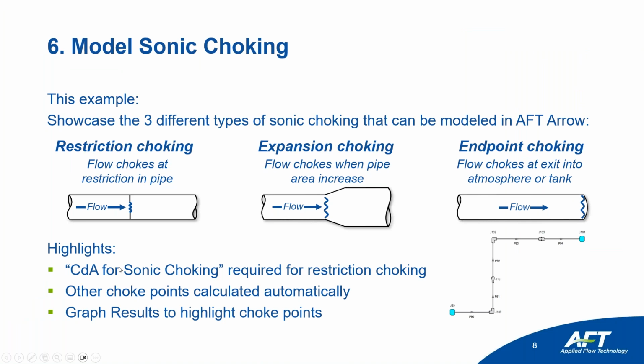So some of those highlights that we went over, defining that CDA for sonic choking. It's only required for the restriction choking cases, but when you enter that, our software can calculate if your system is choking. The other choke points are automatically calculated with the expansions and endpoints. And then the use of graph results is very helpful for highlighting those choke points and looking at various different things: pressures, temperatures, elevations, all sorts of stuff.